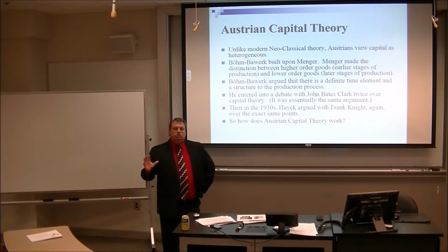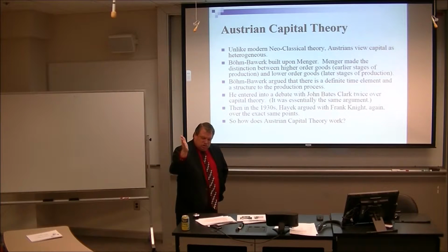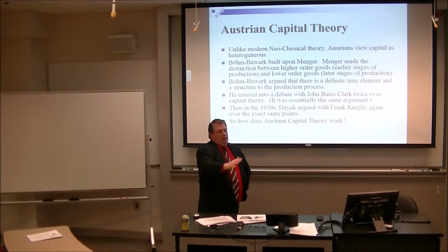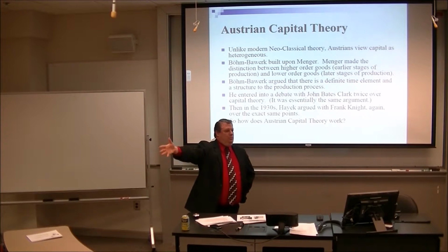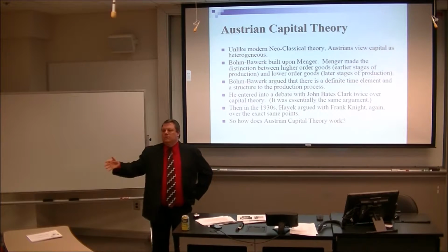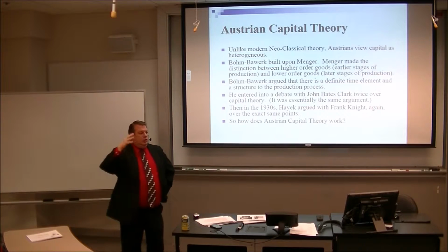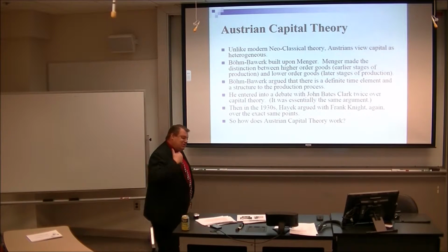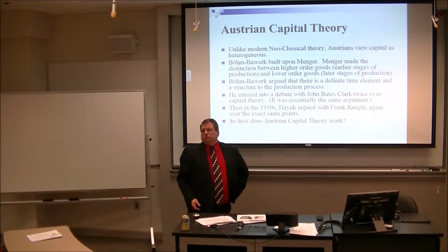Menger made this distinction between the different stages of production. You start with the tree. You chop the tree down. The tree then gets sent to the sawmill. You turn the tree into boards. And then the boards go to the manufacturer. The manufacturer turns it into a pencil, and it goes to a wholesaler, and then a retailer, and eventually you buy it, right? It goes through these different steps or stages of production.